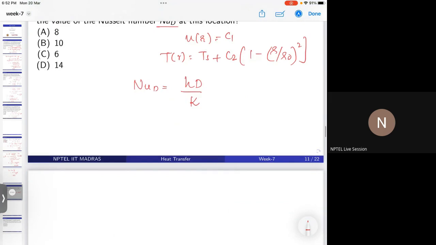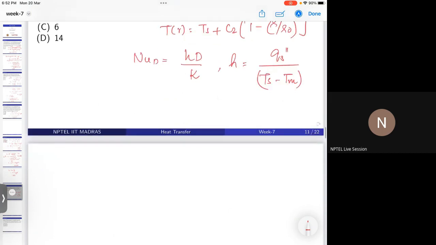So h is the heat flux divided by surface temperature minus mean temperature at that location. I am talking about that location. So first we have to find out the mean temperature at that location. So what is T_m? That we already solved. That is 2 by u_m r0 square, integral 0 to r0 of T u r dr.